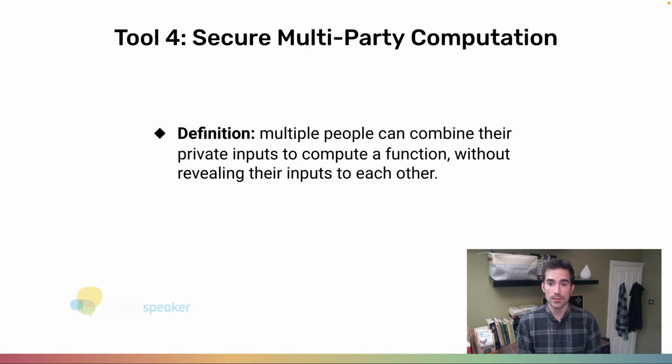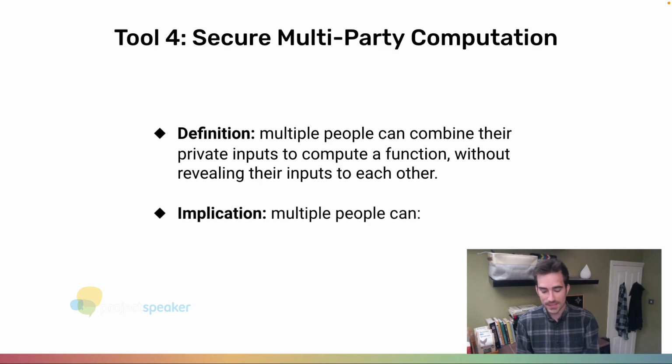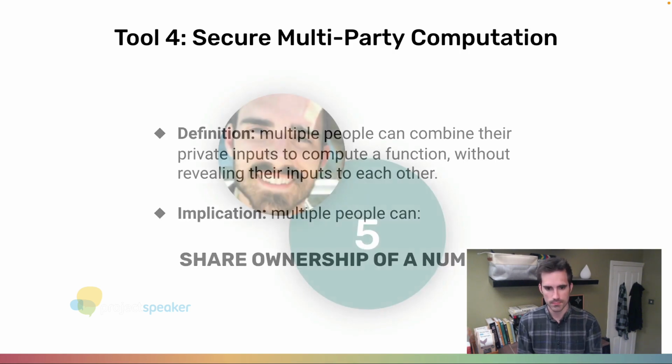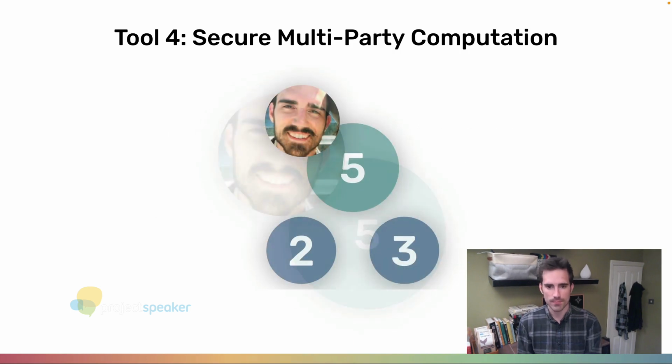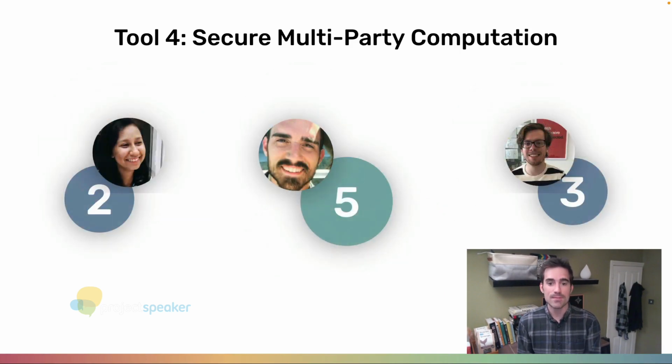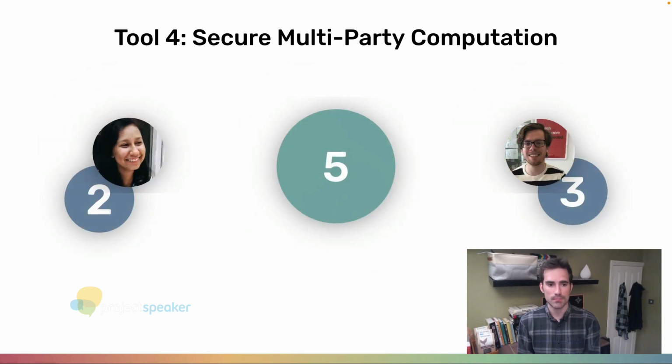The textbook definition of secure multi-party computation looks something like this: multiple people can combine their private inputs to compute a function without revealing their inputs to each other. But the implication of this is that multiple people can share ownership of a number. Okay? So let's say I have the number 5, and I split it into 2 shares, a 2 and a 3. And I have 2 friends, Marianne and Bobby, and I give them these 2 shares, and I disappear, right? And 2 plus 3 equals 5, right? That's the relationship between these 3 variables.